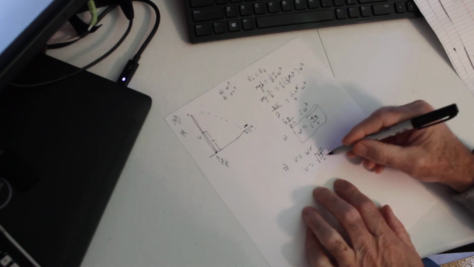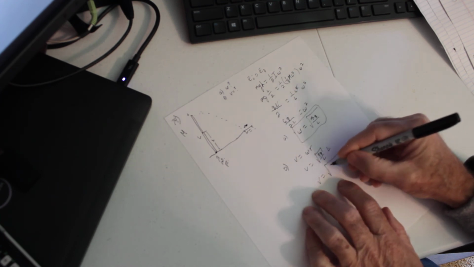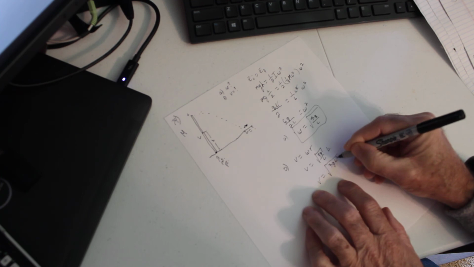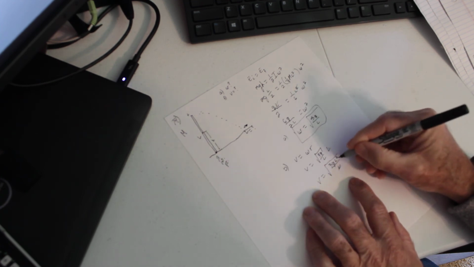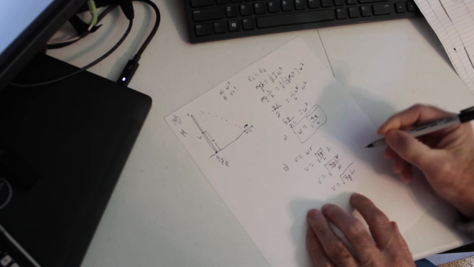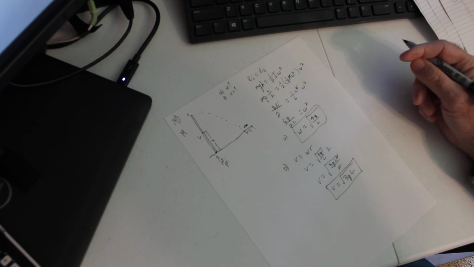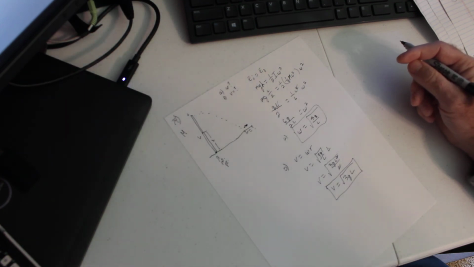Now we can clean this up, because we've got an L on the inside and the outside, so we can bring this L inside by squaring it. So this becomes 3g L squared over L. That cancels with that, and v is equal to the square root of 3gL. That is part B. And that's how you do number 74.